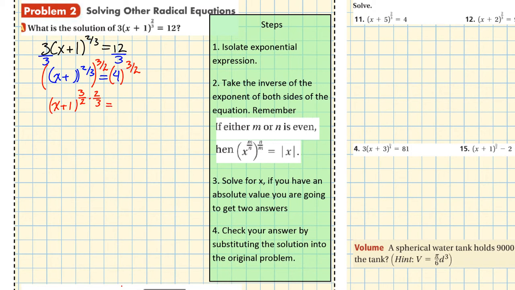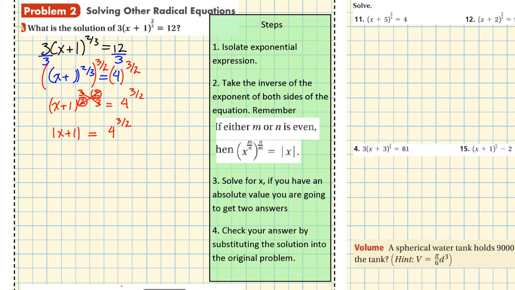4 to the 3/2. Now, you have to be careful about this because both of these have an even number, 2 and 2. Okay? That's very important because that 2, even though it's canceled out, it still affects the answer. And it actually changes to an absolute value: the absolute value of x plus 1 is equal to 4 to the power of 3/2.